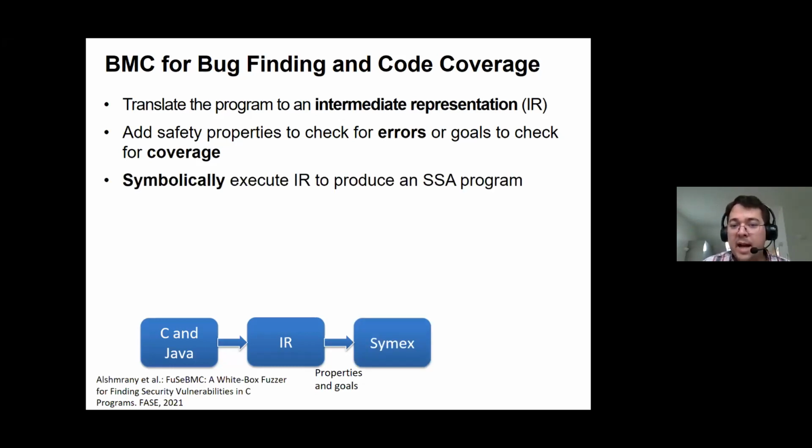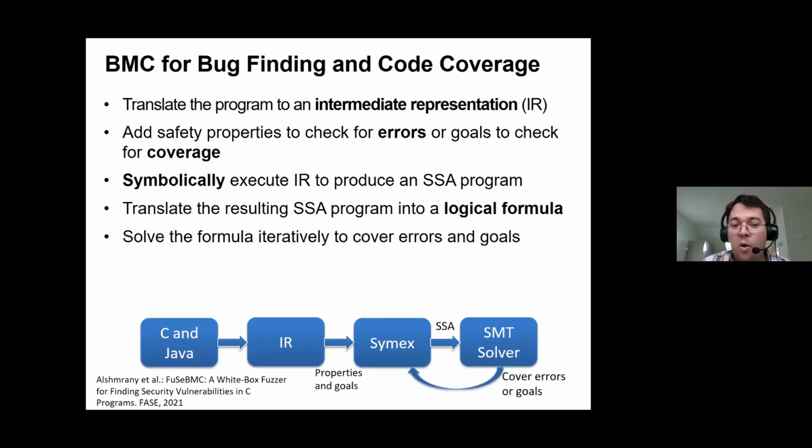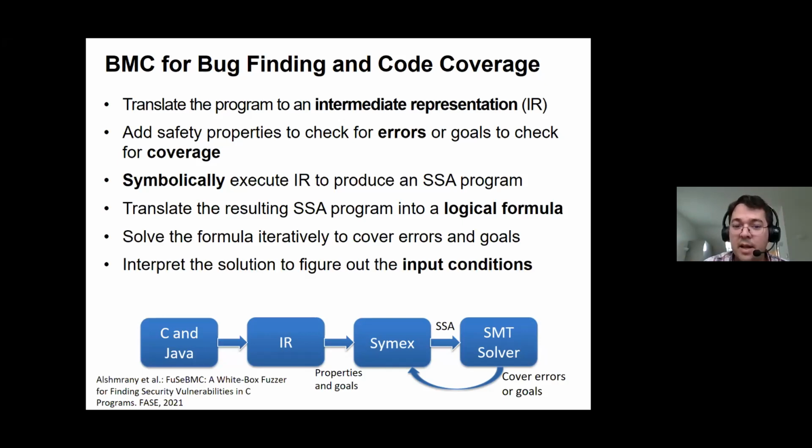Then we symbolically execute that intermediate representation to produce an SSA, right? You can see that it's very similar, right, to what I have described in terms of BMC. But the main point here is in the instrumentation that we perform in the program. Then you translate this SSA into a logical formula. And here comes one difference when you apply BMC. We are going to solve the formula iteratively to cover errors and goals, right? So you check each error and each goal in the program. And then we call the solver several times in this case.